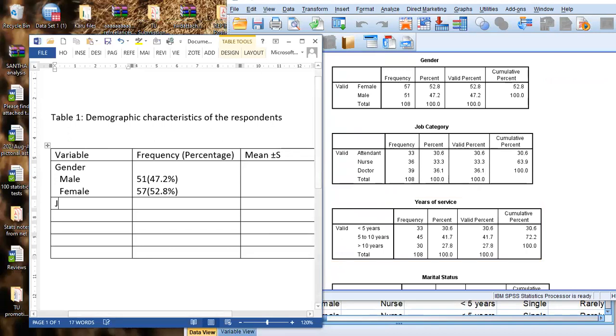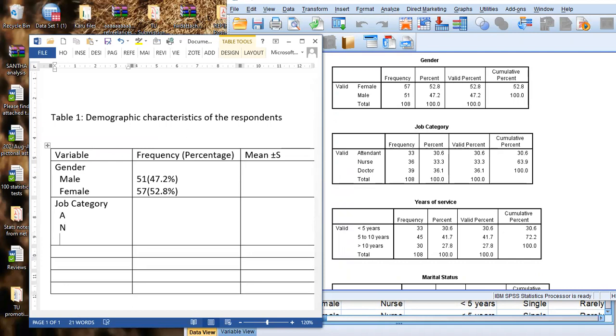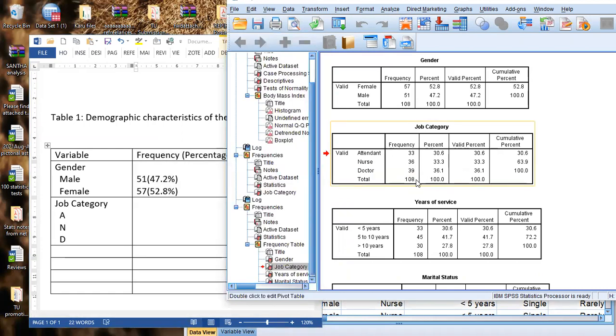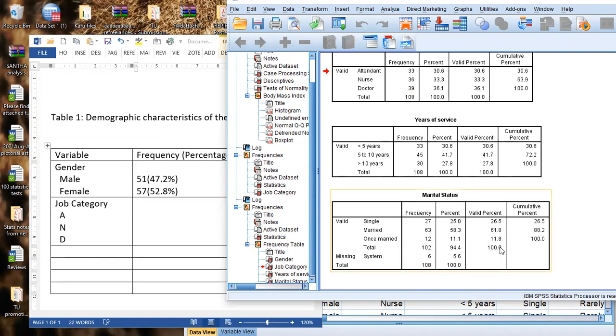Job category: attendant, nurse, and doctor. So fill up the table. Prof, sorry, just to confirm. Here the percentage we are reporting is the valid percentage, right? Valid, but here there's no missing, so they are the same. When it comes to marital status, you report the valid percent. Here all the same.